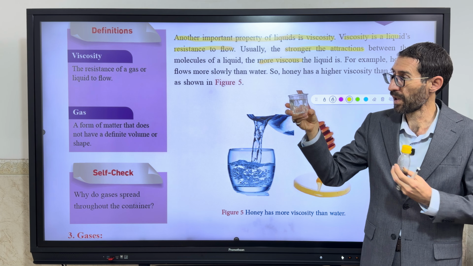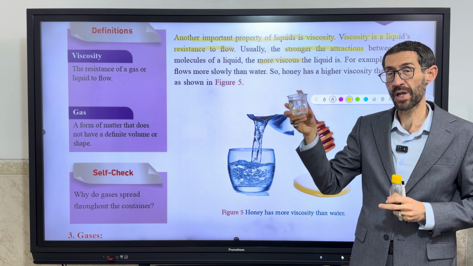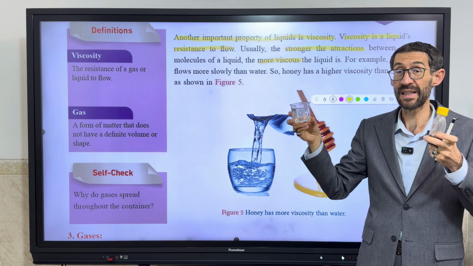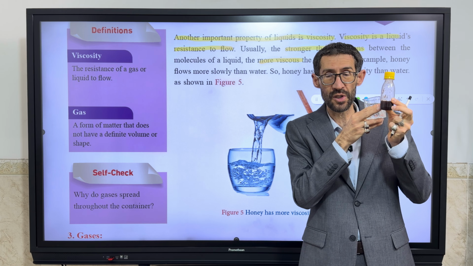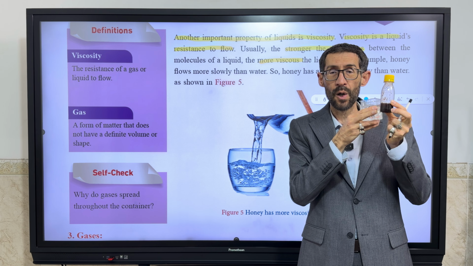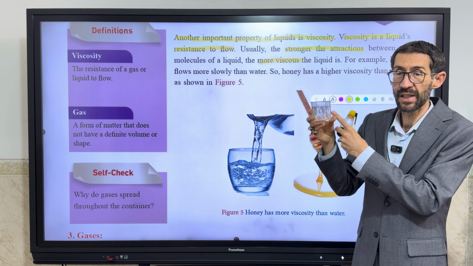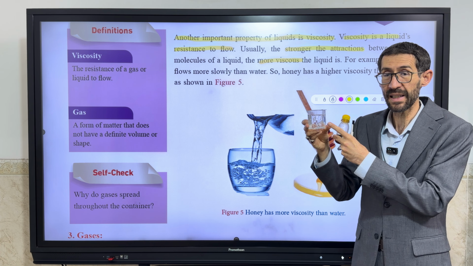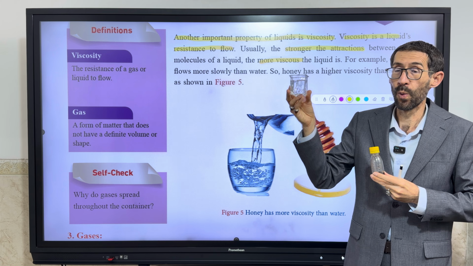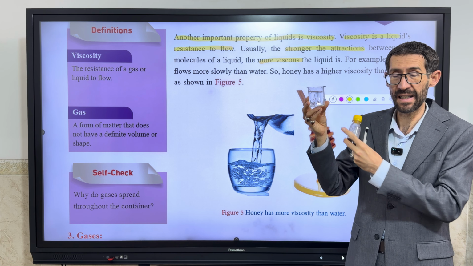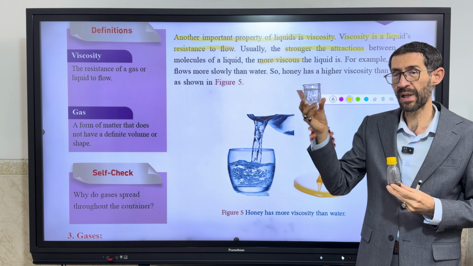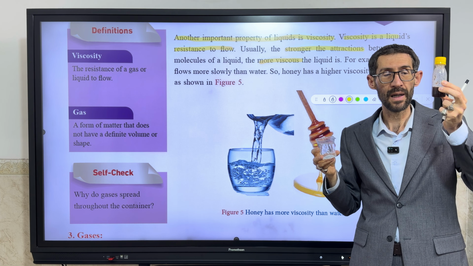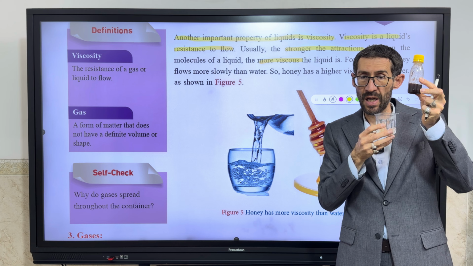So I can say the force of attraction between the particles of water is a little bit weaker than the force of attraction between the particles of jam. Or in other words, the resistance of the water molecule is low. So we have a low resistance for particles of water, but we have a high resistance for particles of jam.